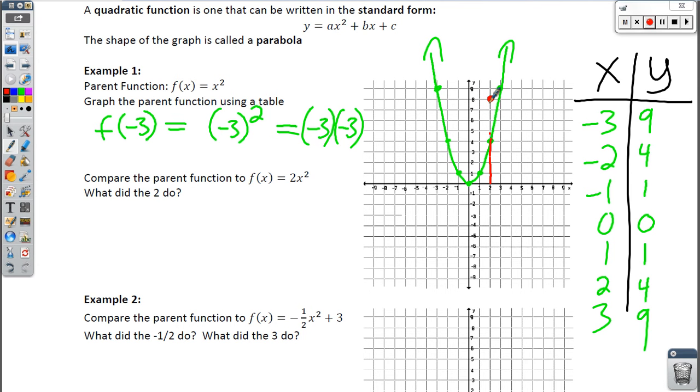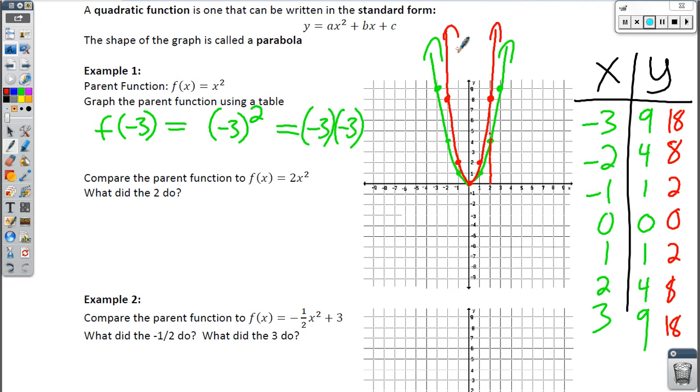Or we could do this on the points here. So at x equals 2, we got 4. Well, double that, we get 8. We could go through and double all these y values. So this would be 18, this would be 8, this would be 2, 0, 2, and 18. Well, we can't plot those 18s because the graph doesn't go up that far, and I'm not going to worry about extending it, but we can double all of the y values here that are still on the graph. And then if we approximate that curvature, we get something like that.